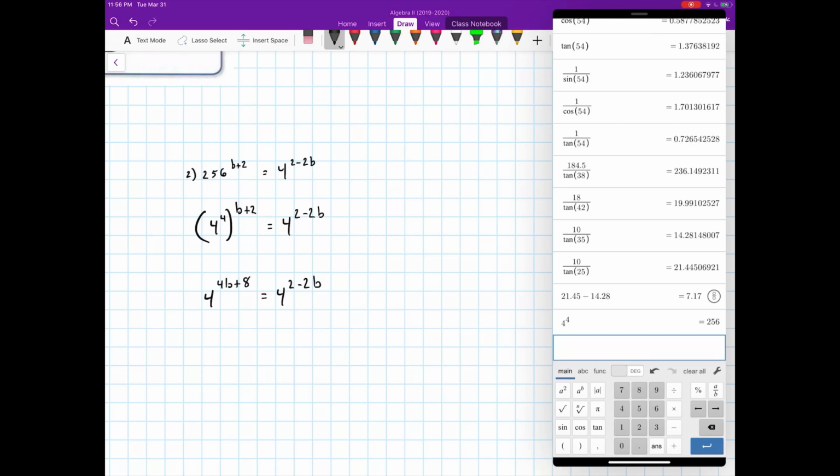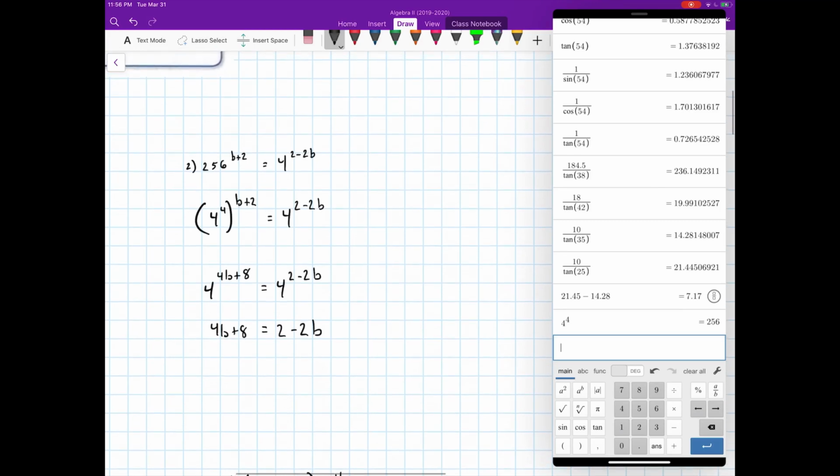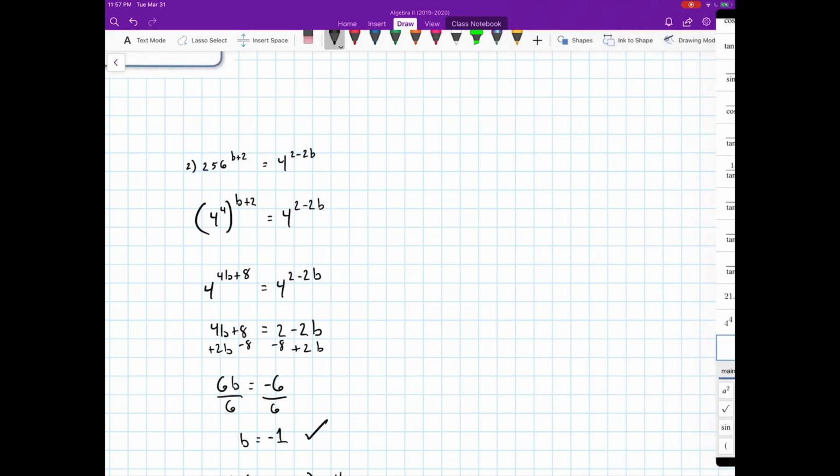All right, those match now. The only way this can be true is if 4b plus 8 is equal to 2 minus 2b. And then we're just going to go ahead and solve for b. So I'm going to add 2b to both sides and subtract 8 from both sides. So I get 6b is equal to negative 6. Divide both sides by 6, and I get b is equal to negative 1. All right, feel pretty good there. Let's keep moving.